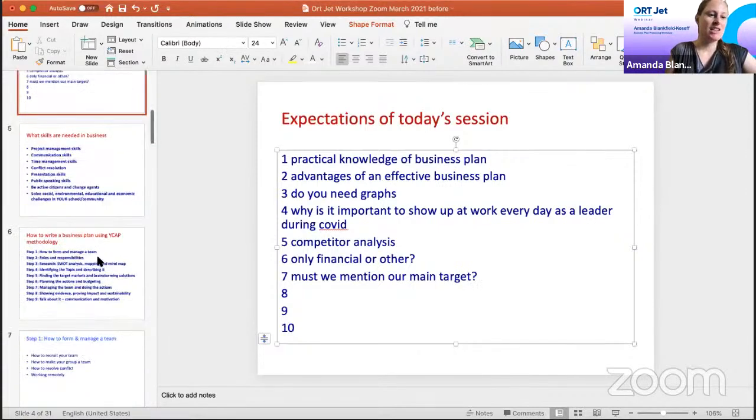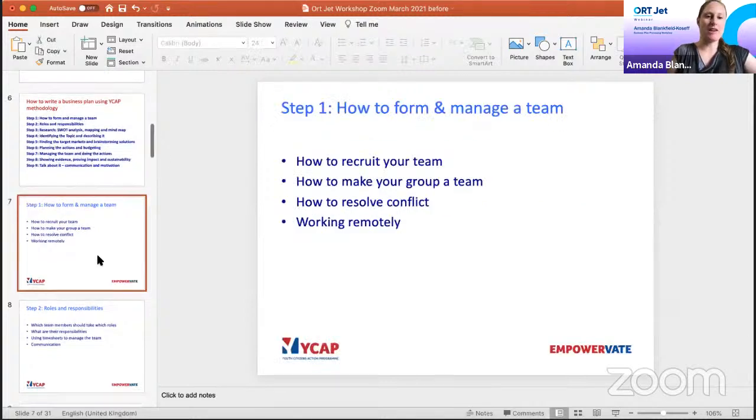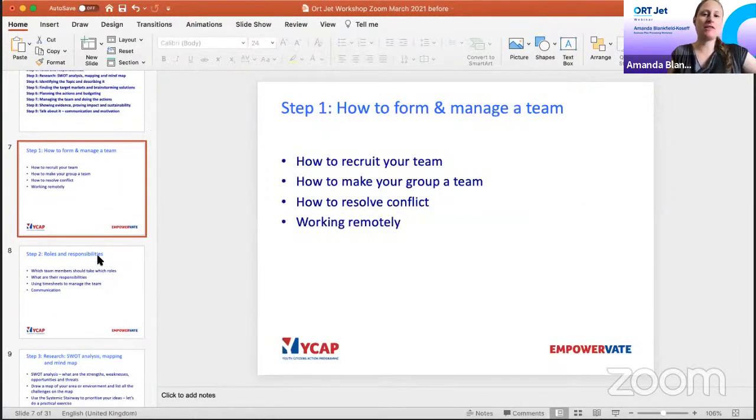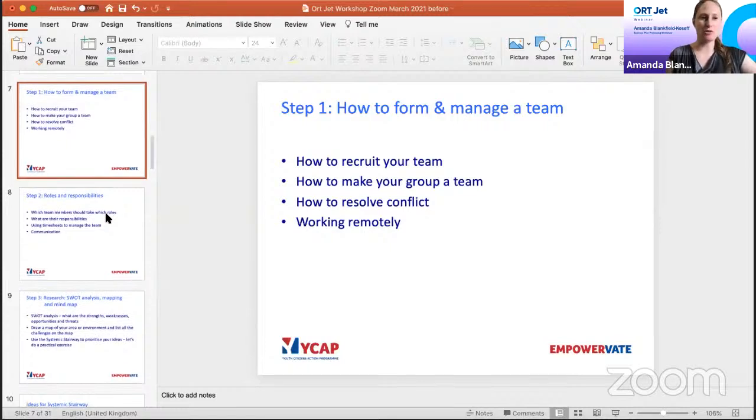Okay. So step 1 is how to form and manage a team. Now this, obviously a lot of you might already have a team, or you might be someone who's working by yourself, so you don't need a team. And some of you are setting out, brand new, putting a team together. But either way, it's good to know the foundation and the basics of it, because in your business plan, you need to talk about that. You need to say who you are, who makes up this organization. Is it just you? And if it's you, what about yourself makes you the person that's qualified to do this?